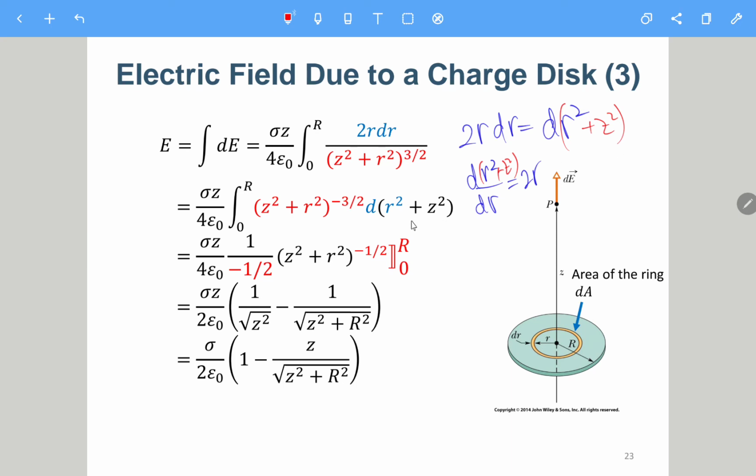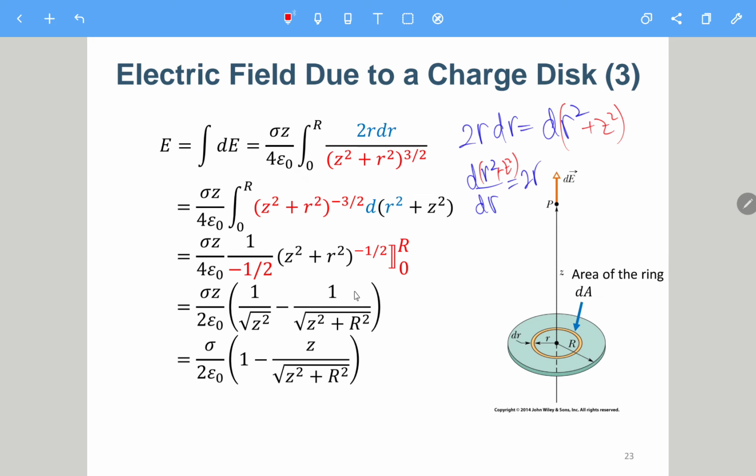So this 2r dr becomes d of (r square plus z square). Then we can just regard it as a new variable and do the integration, which is just the polynomial function. So we add 1 to the power, so -3/2 becomes -1/2, and then divide by -1/2 here. And then we evaluate this one from 0 to capital R, like this.